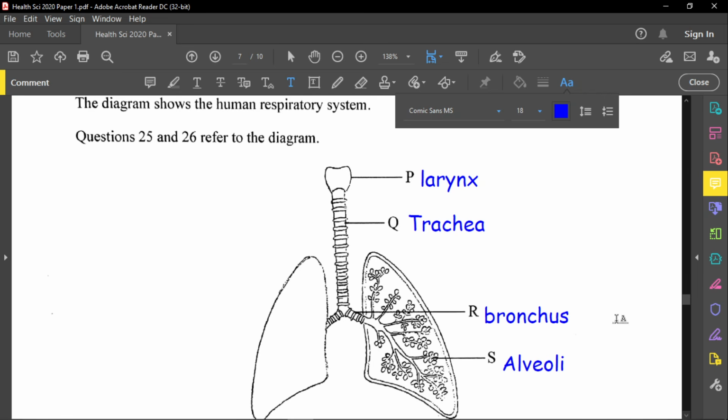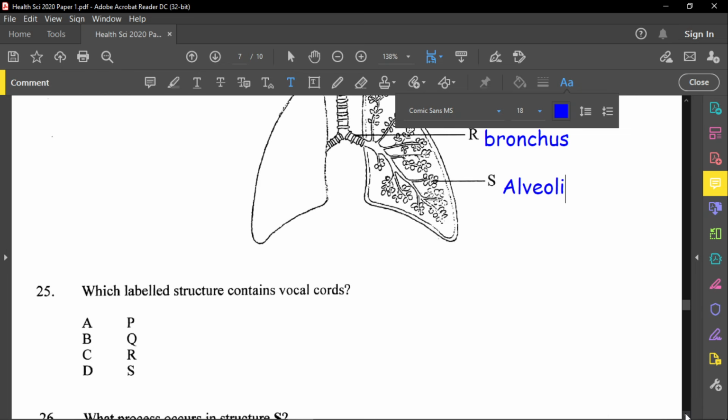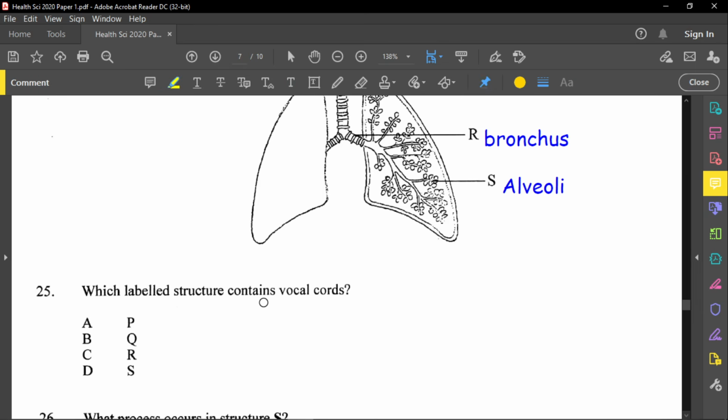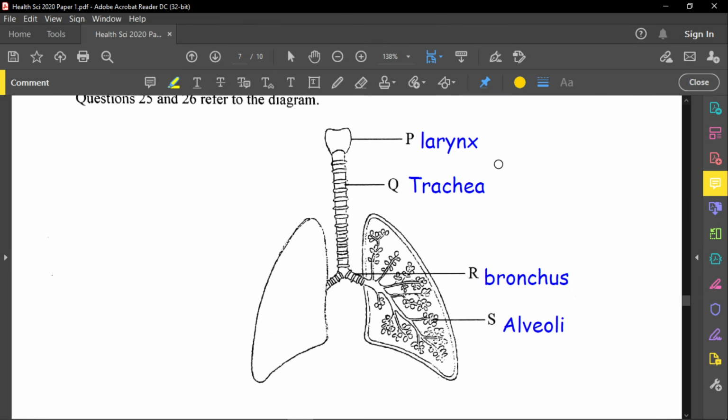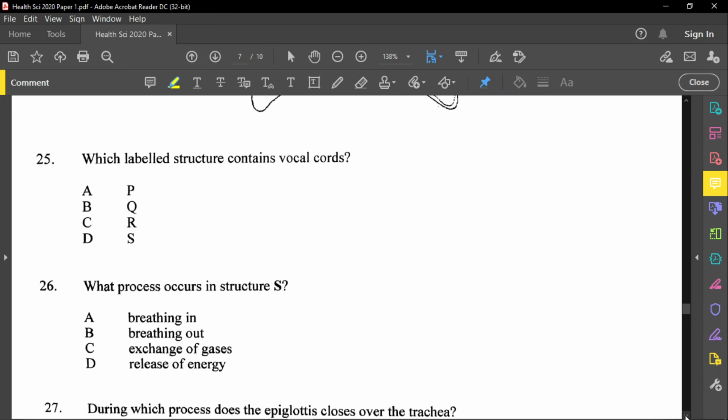All right, so great. Now, let's see what the question is asking us to do. Question number 25, remember that questions 25 and 26 refer to the diagram. In question 25, which labeled structure contains vocal cords? That is the larynx, which is the voice box. And so this is P, which is option A.